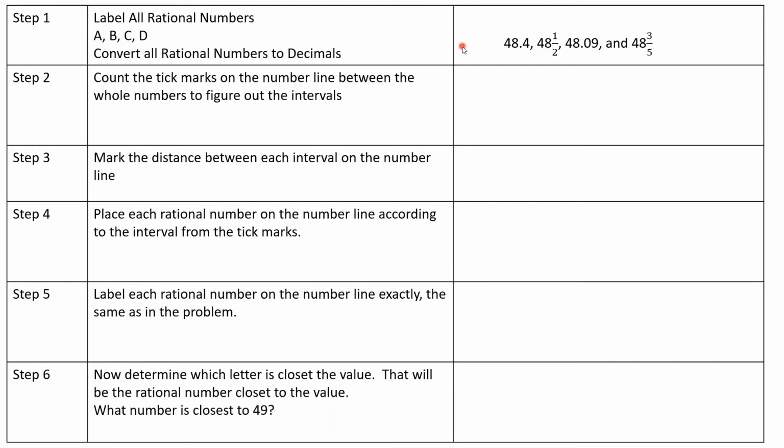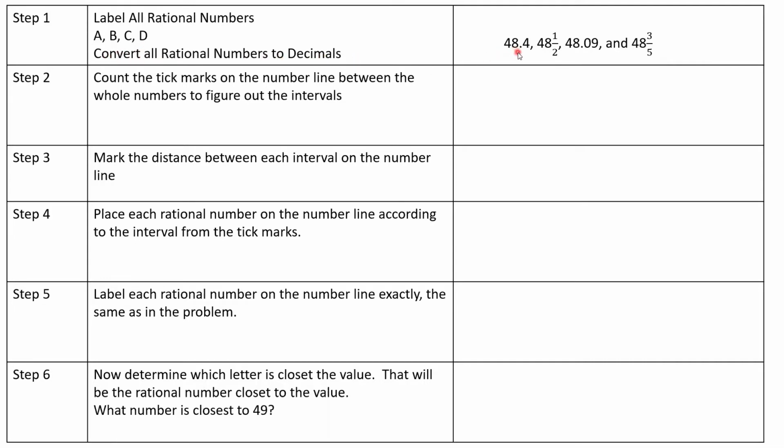Today we'll be covering TEK 6.2C, and we'll be focusing on locating rational numbers on a number line. Now today we have a set of rational numbers, and we're going to label all our rational numbers A, B, C, and D, and we're going to convert our rational numbers to decimals.